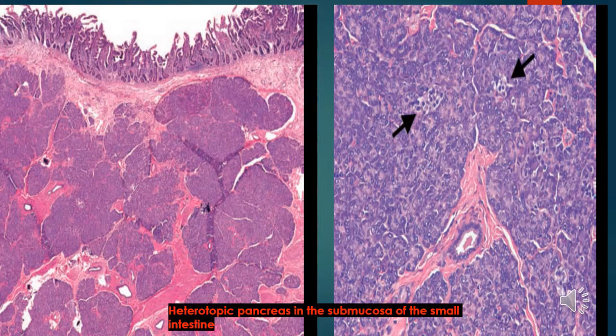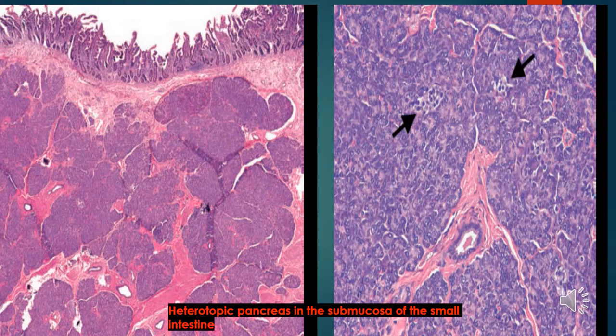The arrow points out the small islets, the normal structure of the cells in the pancreas. On the topmost part of the left image, there's small bowel mucosa showing the villus-like projections.